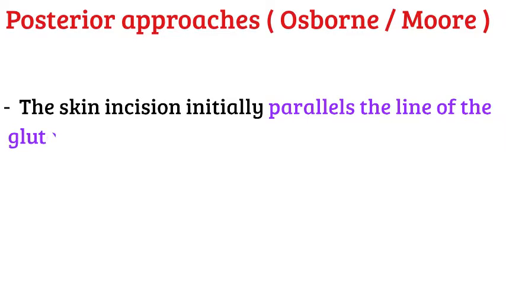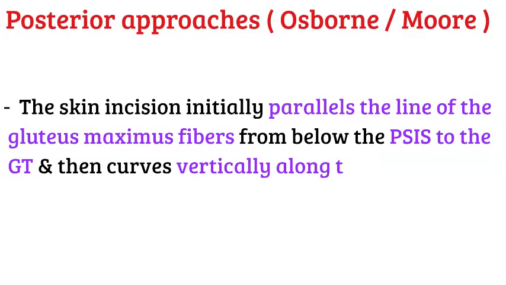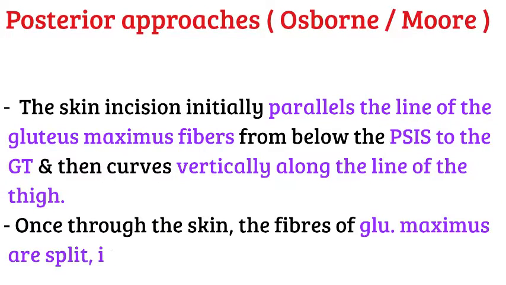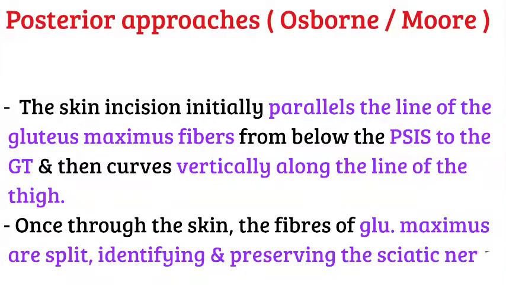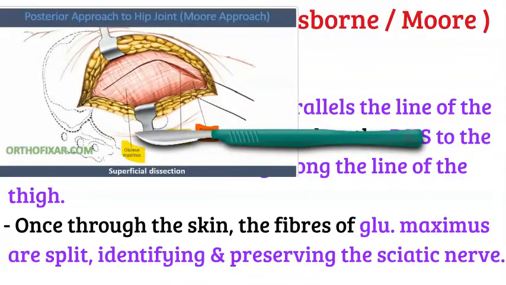Lastly, regarding the approach, we are going to talk about the posterior approach, the Osborne or Moore approach. The skin incision initially parallels the line of the gluteus maximus fibers from below the posterior superior iliac spine to the greater trochanter and then curves vertically along the line of the thigh. Once through the skin, the fibers of gluteus maximus are split, identifying and preserving the sciatic nerve. As illustrated, a superficial dissection of the posterior approach to the hip joint.